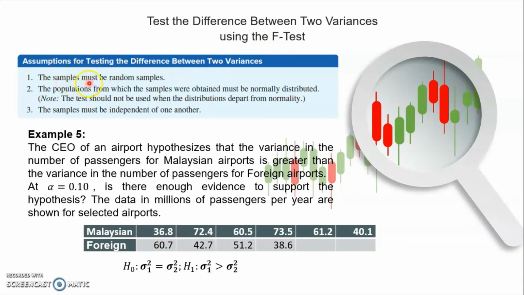Number 1, the samples must be random. Number 2, must be normally distributed. And number 3, the samples must be independent of one another.